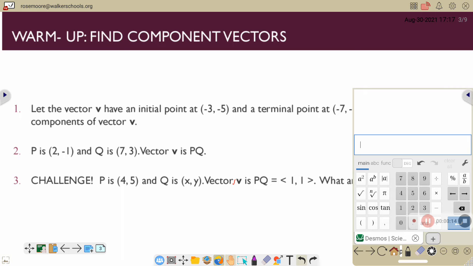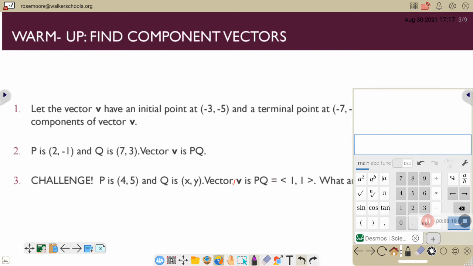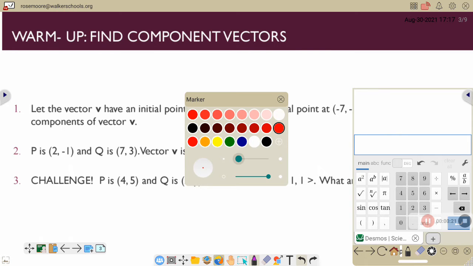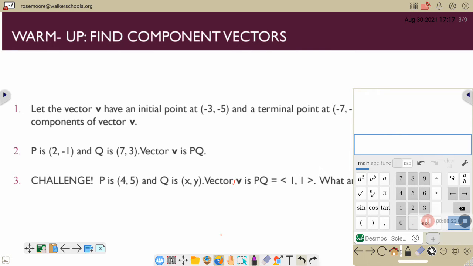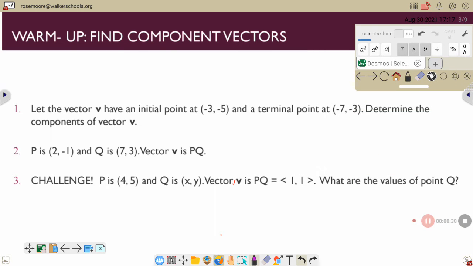So here's your warm-up. Again, pause now. If you would like to work it on your own, strongly suggested to do that. All right, so after you worked out the warm-up, here it is.